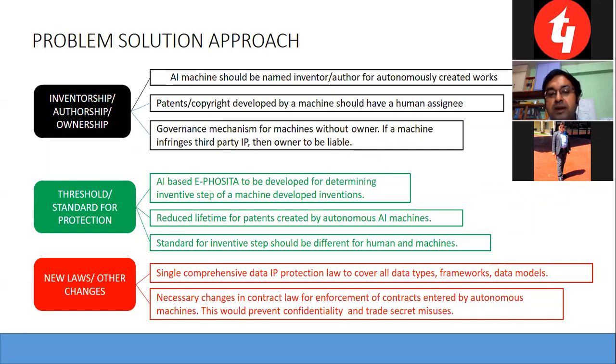But we have to always ensure that two machines cannot enter into a contract which basically puts humanity into danger. That cannot be done. So we have to make changes in the contract law. The present contract law might not be sufficient for that.